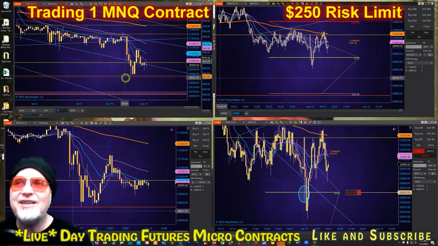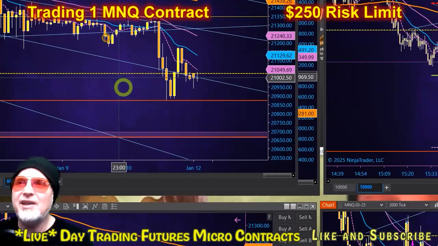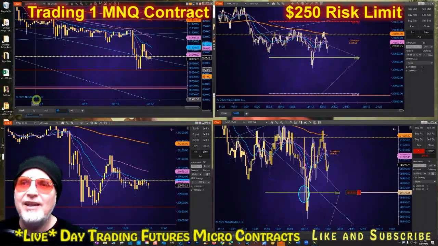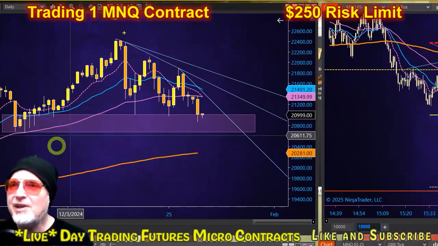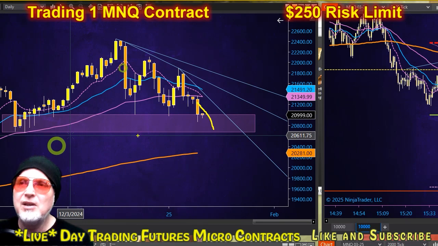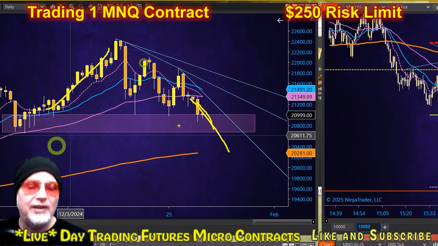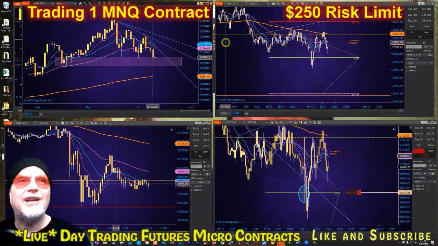But at least I have a better chance of it continuing to the downside on the hour chart. At least I'm on the right side on the day chart, with it being underneath the moving averages, and I'm going short here instead of trying to buy long. This is the long side, this is the short side. So at least I'm on the right side.